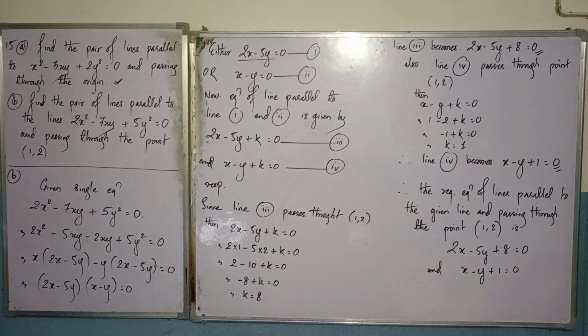Okay, so first you have to suppose the equation of the line parallel to whichever equation. Then if that line passes through certain points, you have to satisfy that point in that equation. Just replacing the values of x and y with the respective components, you will get the value of k, the constant term, and later you just replace the value of k and you will get the exact equation that you are looking for.